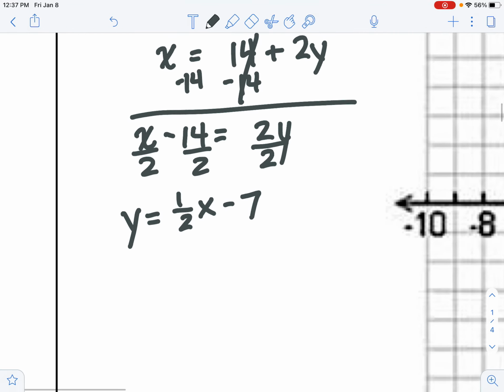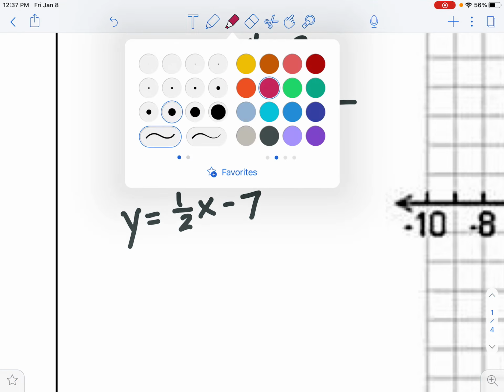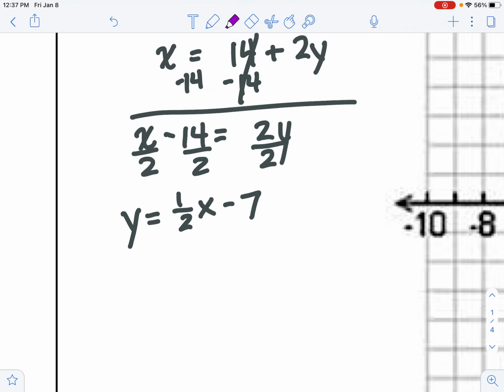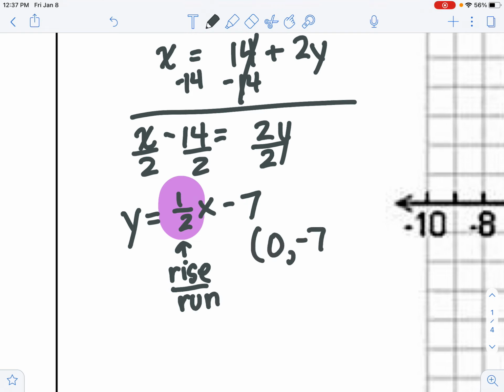You want to write that as 1/2 x instead of x over 2 because the coefficient of x, the number in front of x, is your slope, and x divided by 2 is the same as 1/2 times x. So this is your slope, rise over run, and then your y-intercept is the point (0, -7).